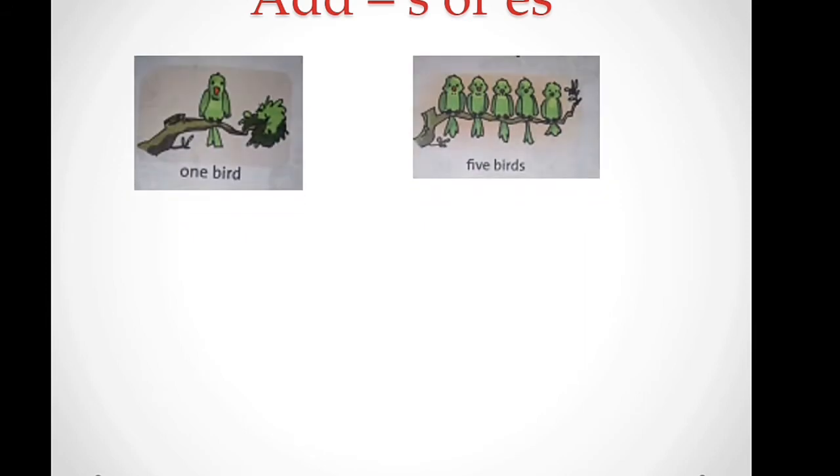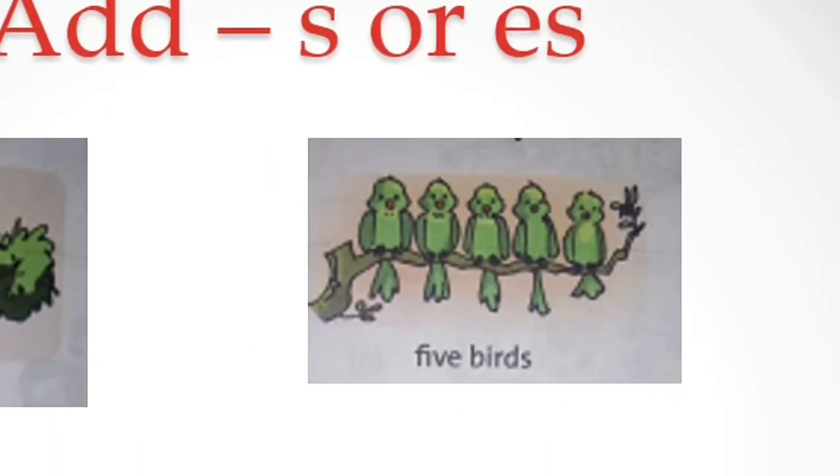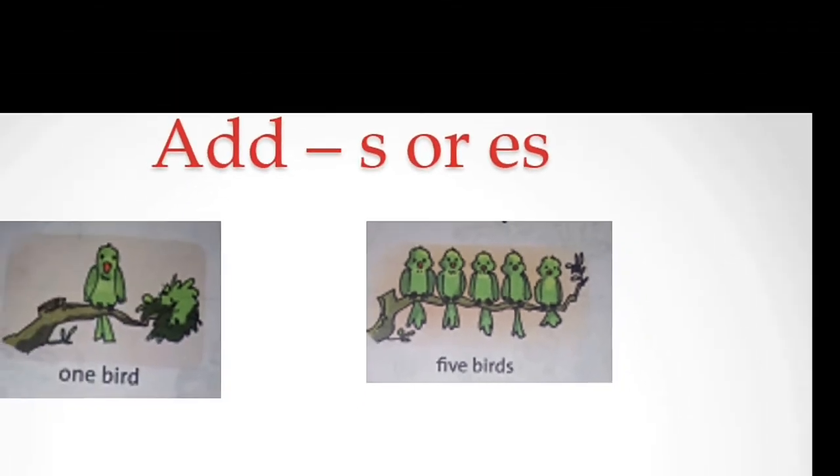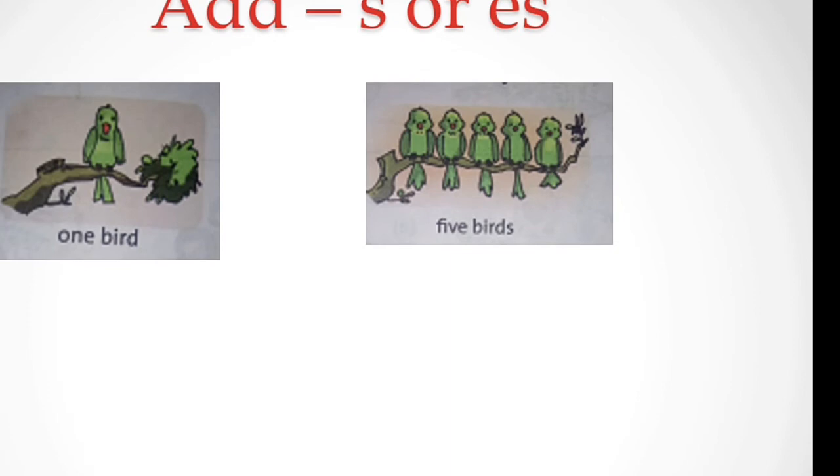Now look at the picture. Add s or es. One bird. There is one bird. So the answer will be for many. How many birds are there on the branch? 1, 2, 3, 4, 5. So 5 birds. One bird, 5 birds. We will use s for many birds.